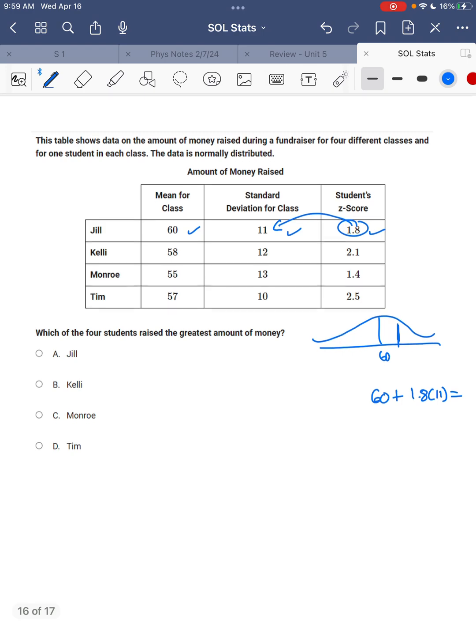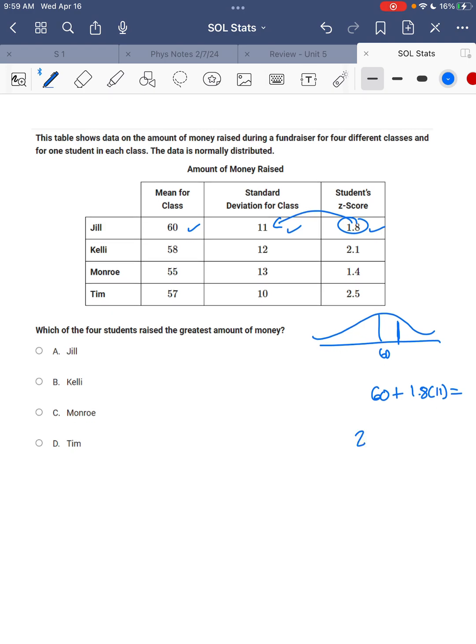You can also do this. You can also figure out, use a z-score formula, x minus mean over standard deviation. So her z-score was 1.8. You don't know how much she sold, but the mean is 60 and the standard deviation is 11. So look, you're going to multiply 11 times 1.8, and you're going to add 60. That's exactly what I have here. So 60 plus 1.8 times 11. All right, that comes out to 79.8.